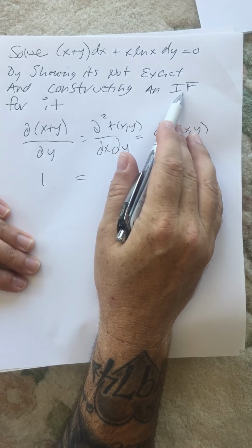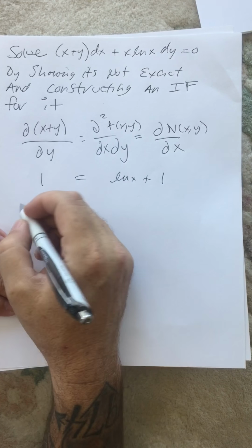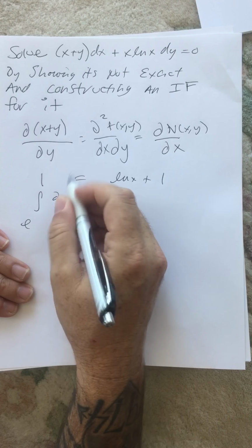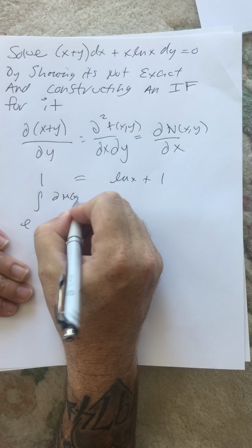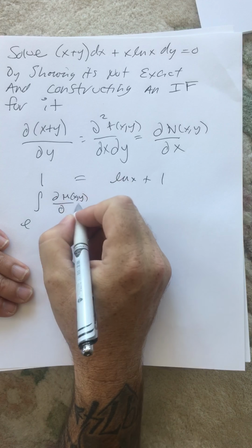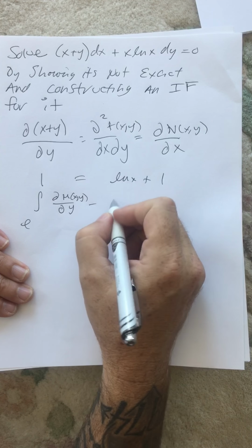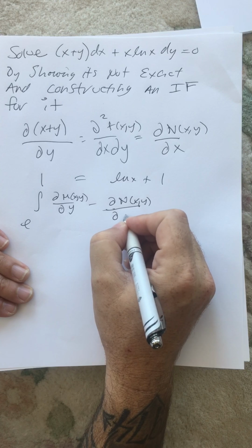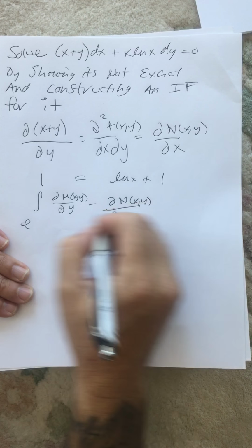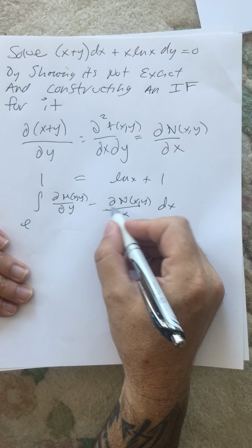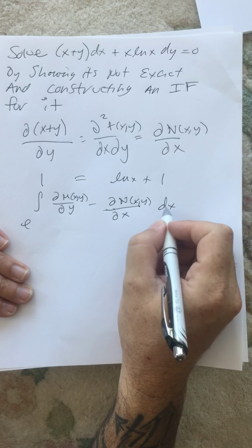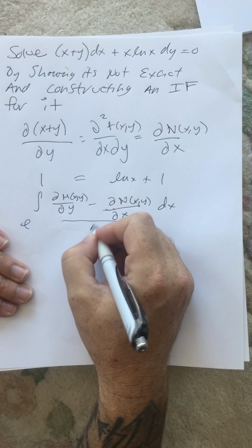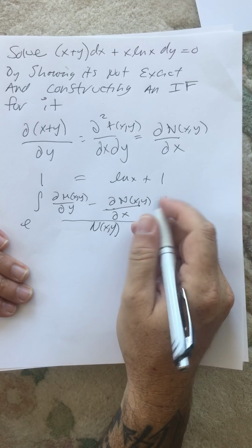But we can find an integrating factor, which is going to be of the form e raised to the integral of (the partial of M with respect to y minus the partial of N with respect to x) dx over N. Whatever your second term is, your last term, see the dx, that's how you know you're using dx, over N.